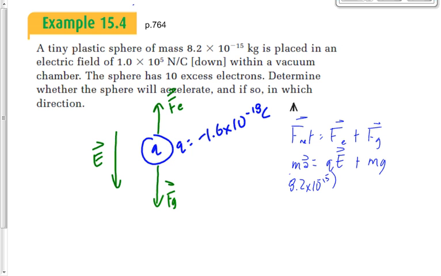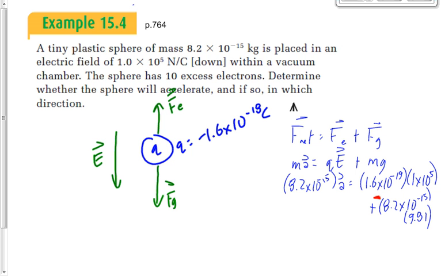Let's solve for a. qE is 1.6 times 10 to the minus 19. Remember, we always drop the sign of the charge. E is 1 times 10 to the 5. Let's leave that term positive because the electric force is upwards. Even though the field is downwards, the force is upwards. The force of gravity is 8.2 times 10 to the minus 15 times 9.81. For this one, we're going to stick a negative in front because the force of gravity is downwards. I don't care whether you put the negative in front of the 9.81 or in front of the term. It means the same thing in the end.